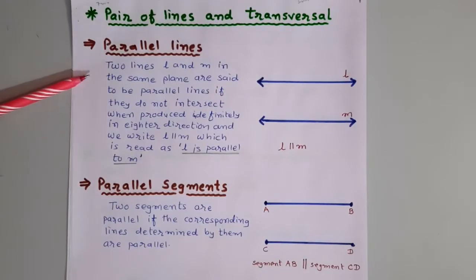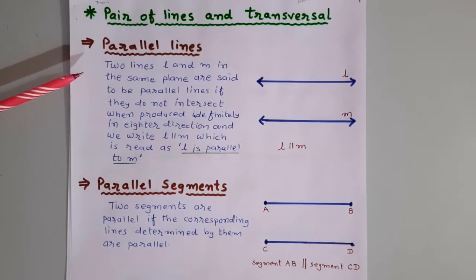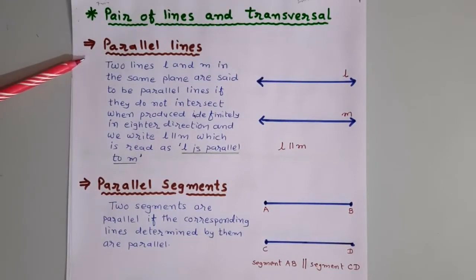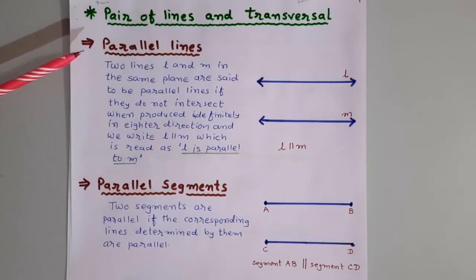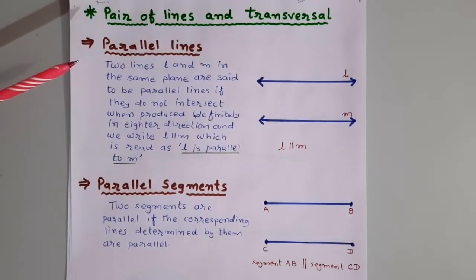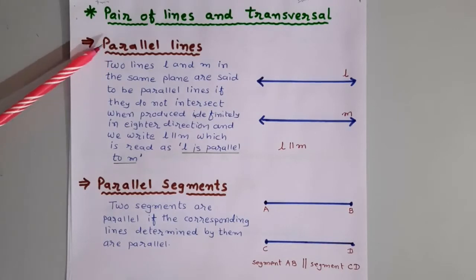In this chapter, we shall study about parallel lines, their construction and the distance between them. We shall also learn about the transversal, the angles made by a transversal with two lines, and the relation between angles made by the transversal with two parallel lines. So first, let's study about parallel lines.